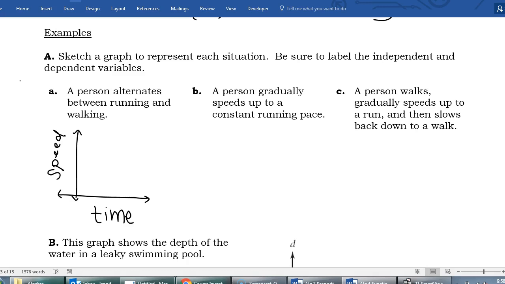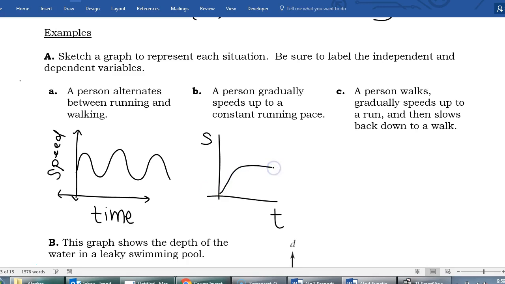Running is going to be fast, and walking is going to be slow. So I would probably go fast, slow, something like that. Letter B says a person gradually speeds up to a constant pace. We're going to use the same variables. I'll just do T and S this time. If we're speeding up and then it's constant, that's going to level out.